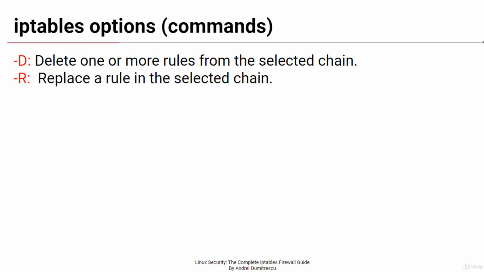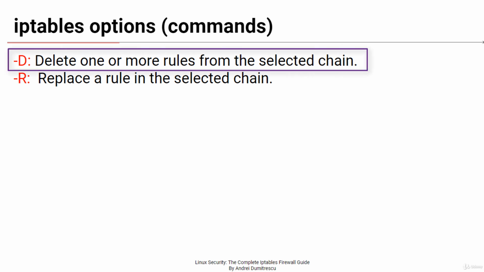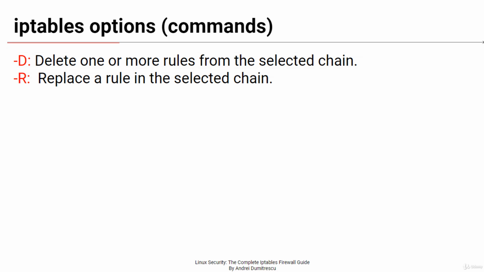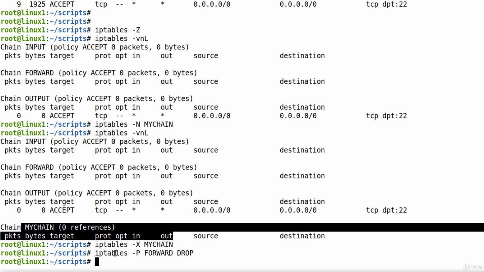And the last option we take a look at in this lecture is -D. It deletes one or more rules from the selected chain. We don't use this option too much because we often write all the rules in a script and then run the script. If we want to delete or modify a rule, we simply modify the script and run it again. But if you want to use the -D option to delete an iptables rule, you just have to specify the line number you want to delete, like this.